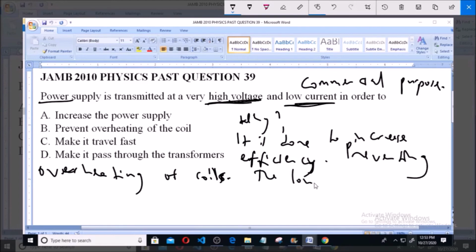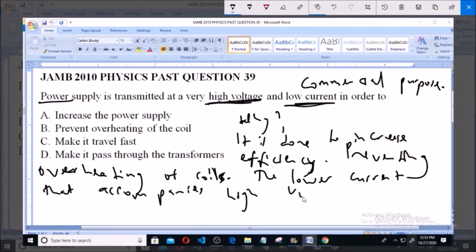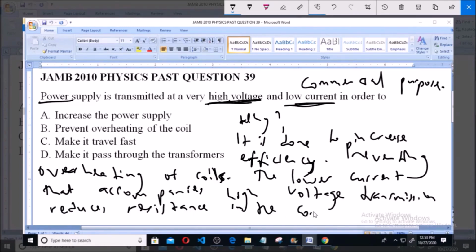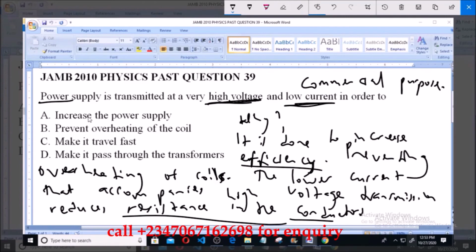Now the lower current that accompanies high voltage transmission reduces resistance in the conductors. So when resistance is reduced in the conductors, the power supply is much more efficient, and this is because much of the energy is not lost as heat. So option B, prevent overheating of the coil, is the correct answer to this question.